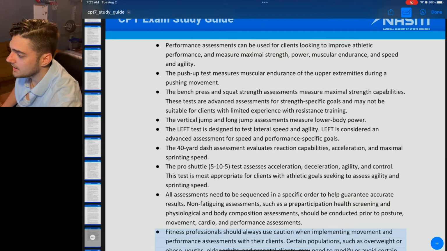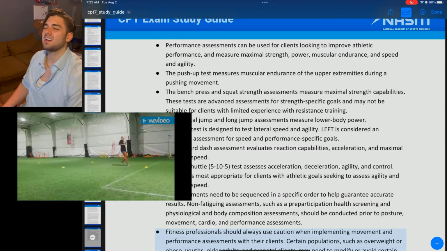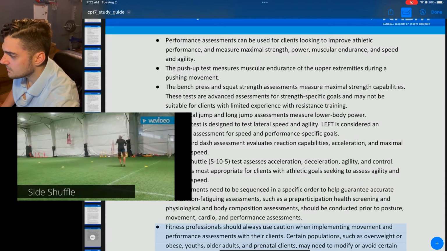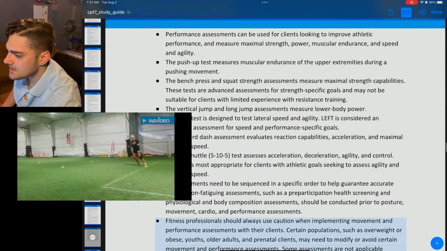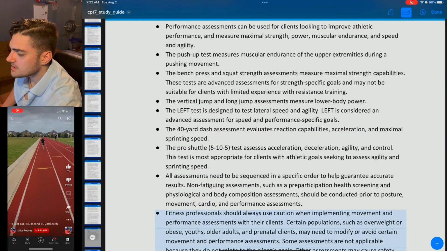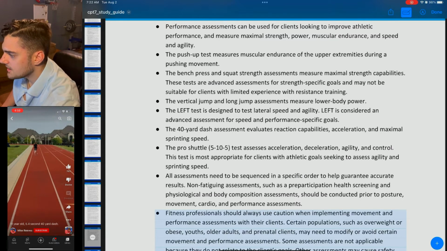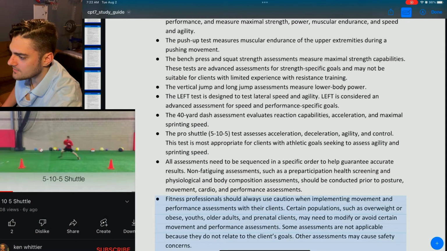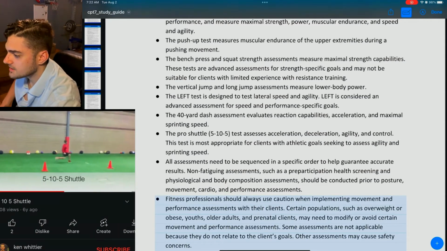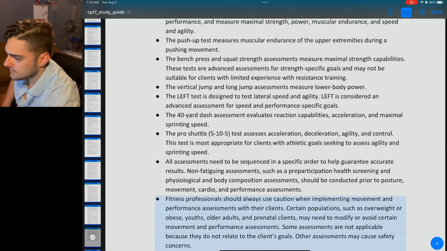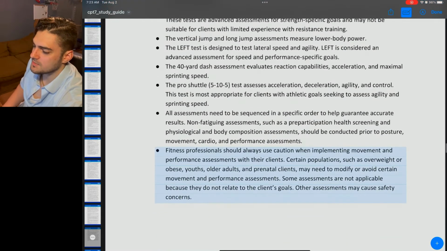The LEFT test, again, not one I'm familiar with, will be thrown up on the screen by editing, is designed to test lateral speed and agility. LEFT is considered an advanced assessment for speed and performance-specific goals. The 40-yard dash assessment evaluates reaction capabilities, acceleration, and maximal sprinting speed. The Pro Shuttle 5-10-5 test assesses acceleration, deceleration, agility, and control. This test is appropriate for clients with athletic goals seeking to assess agility and sprinting speed.